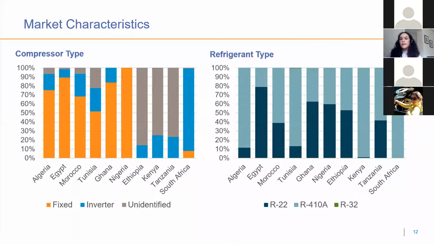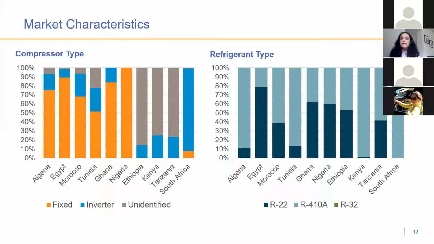For some of the data in our data set, compressor type was not available. These are indicated in gray. Based on looking at the efficiency levels and refrigerant types of the units for which the compressor type was unidentified, we suspect that most of them are fixed speed units. Now, if you look at the chart on the right, you'll see the refrigerant distribution for ACs in Africa.